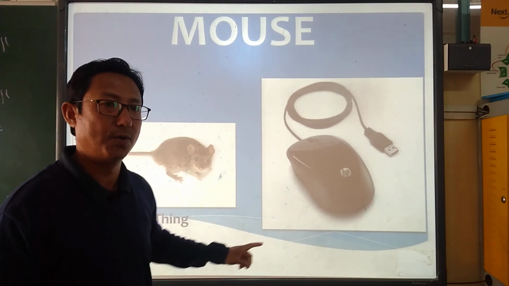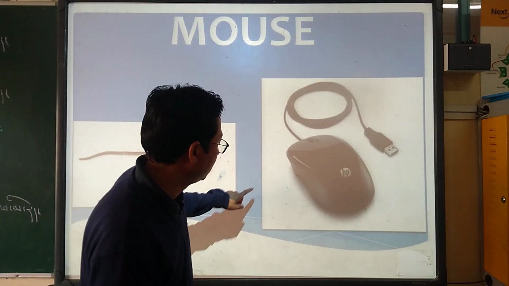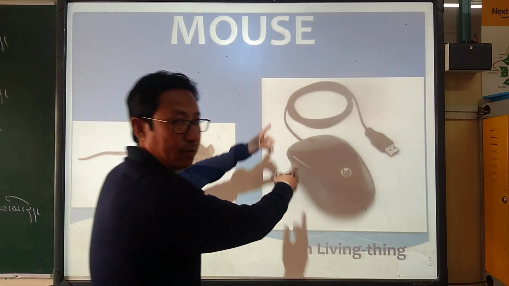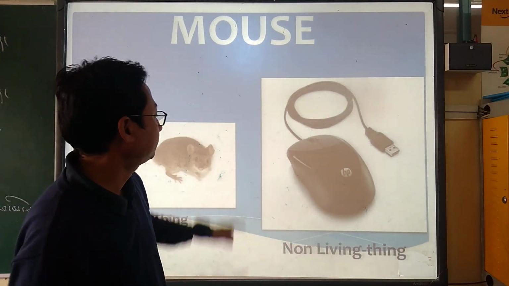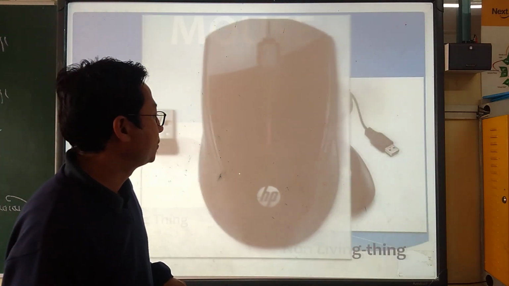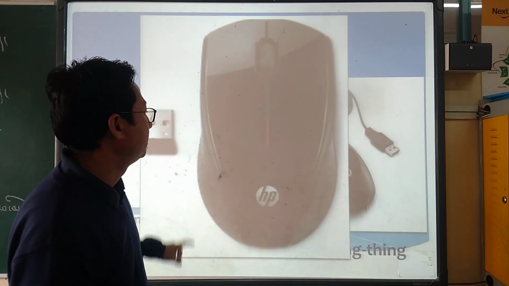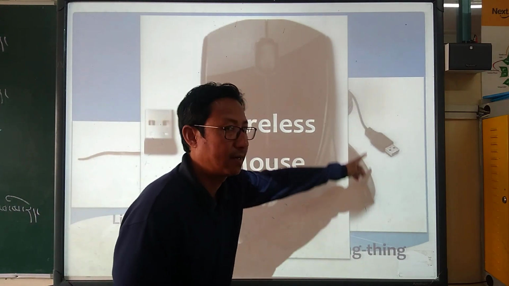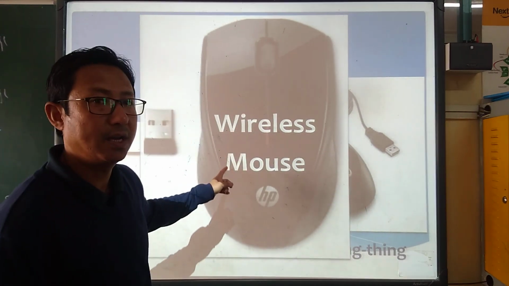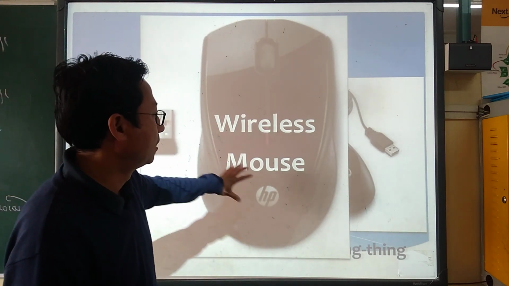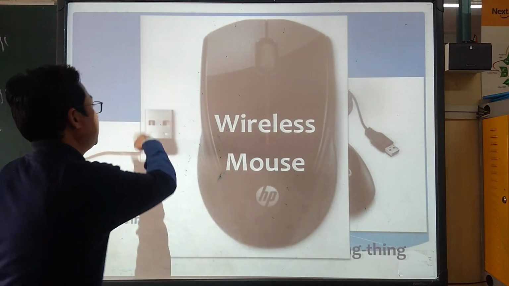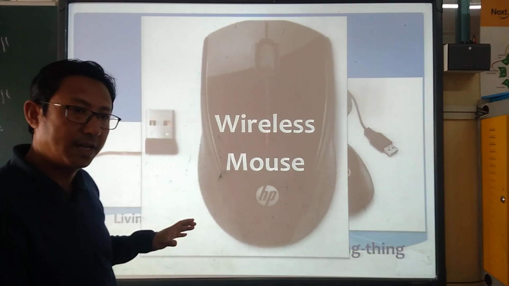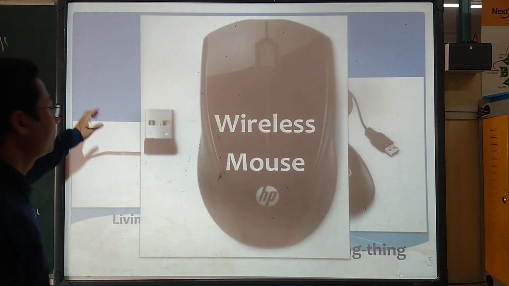We need this mouse. So we'll be dealing with this mouse. This mouse is a non-living thing. You'll be using this mouse and not this mouse. Another type of mouse is the wireless mouse. You can see this mouse has a wire connected to it, and this is without a wire. So this is called a wireless mouse. With the help of a small device, the dongle, we can use this mouse freely without any wires.